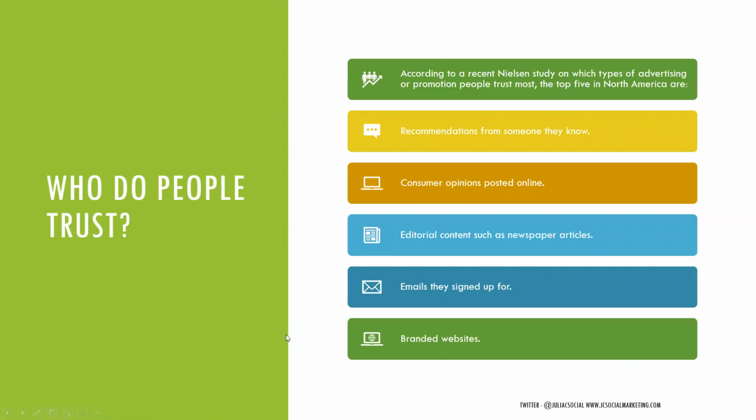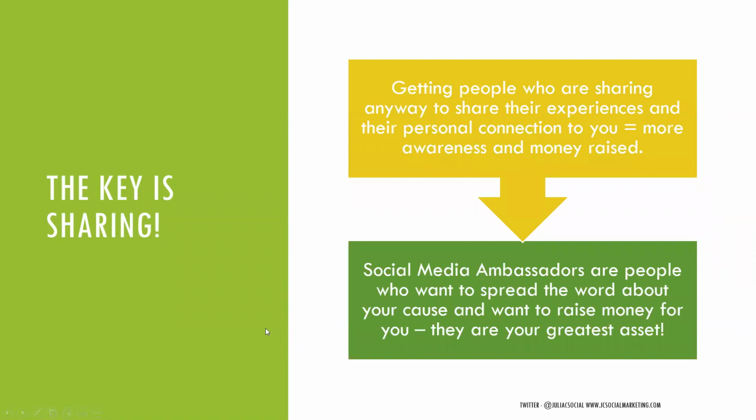The reason we use social media ambassadors is because trust is completely decimated in the United States. We don't trust institutions. We don't trust organizations. We don't trust government. We trust our peers. So we trust recommendations from someone we know. We trust consumer opinions. We trust editorial content. Sometimes that's someone's opinion. So of the things that we trust, recommendations are absolutely at the top. And the key is to leverage that trust in an authentic way. We're not manipulating people, but getting people to share their experiences and their personal connection to you.